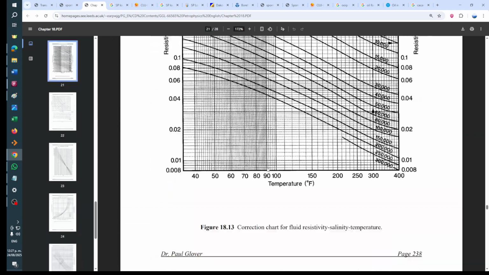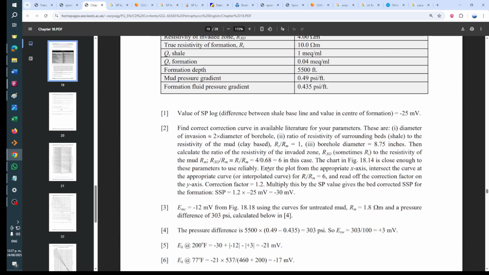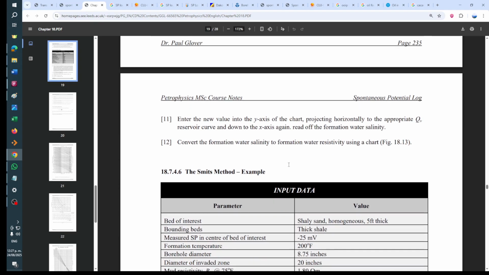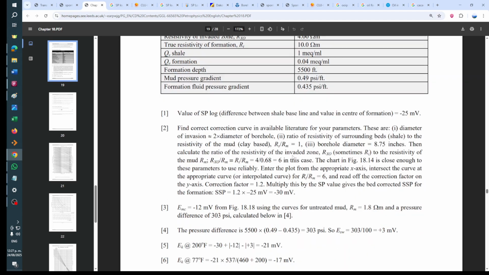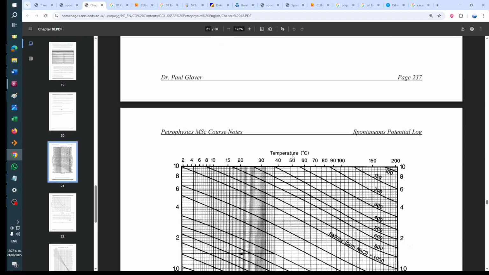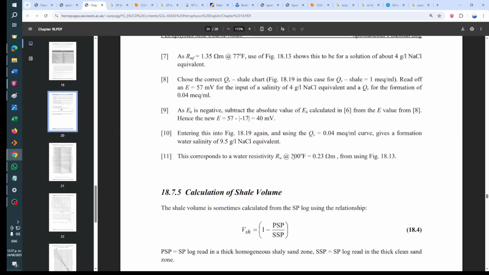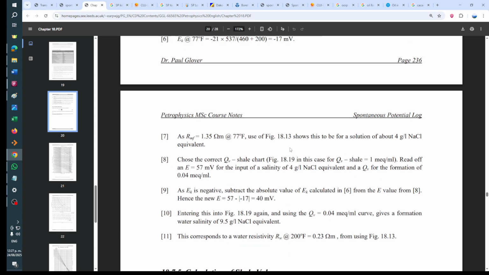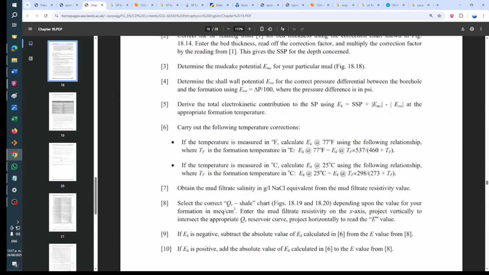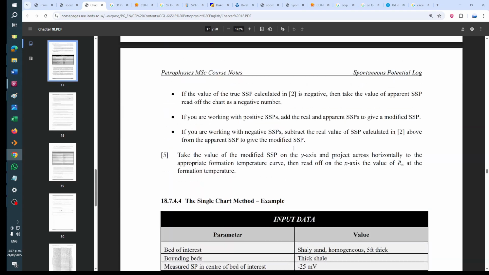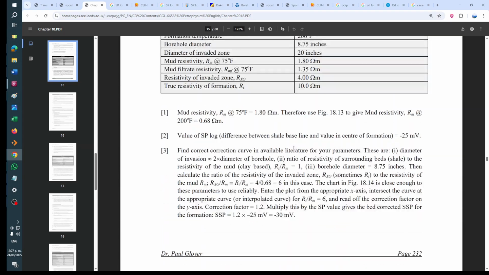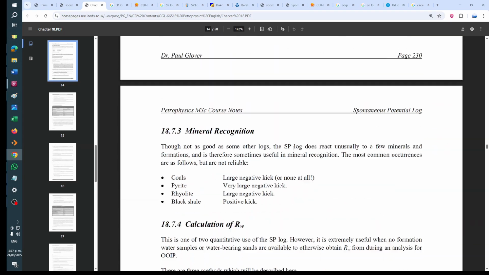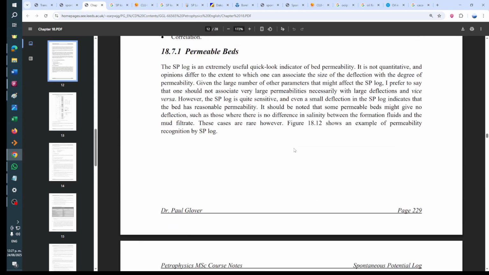Let's see what else we have here. There is a lot of math involved in this. If you want to calculate water resistivity from SP curves, there are so many methods and many formulas, and you can even try to calculate volume of shale with this, but it is not recommended. For volume of shale, gamma ray or density, sonic, neutron density, and neutron porosity are more recommended.